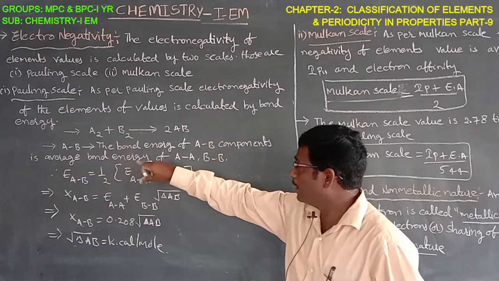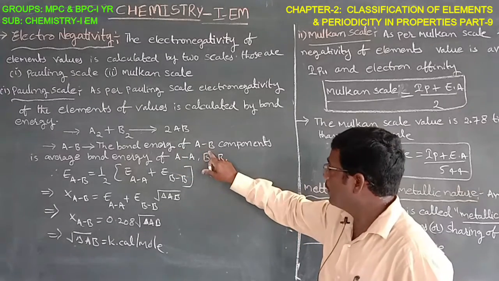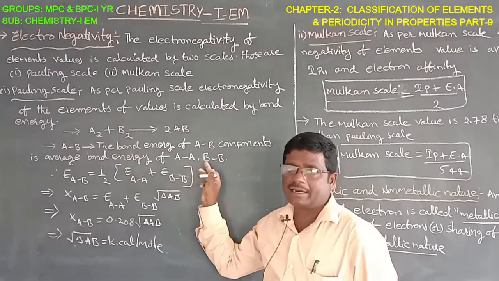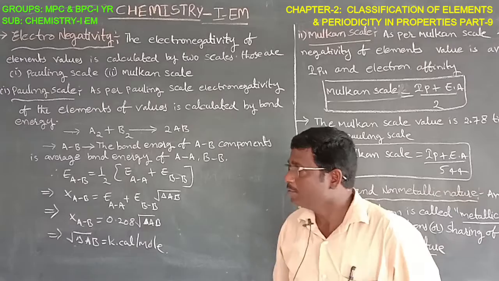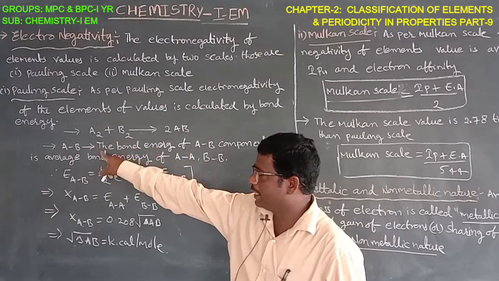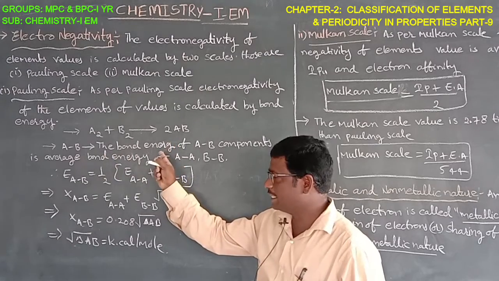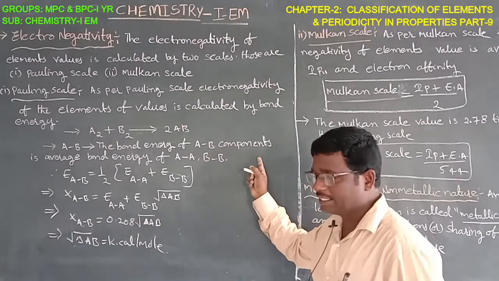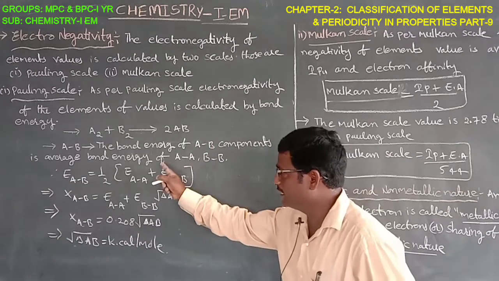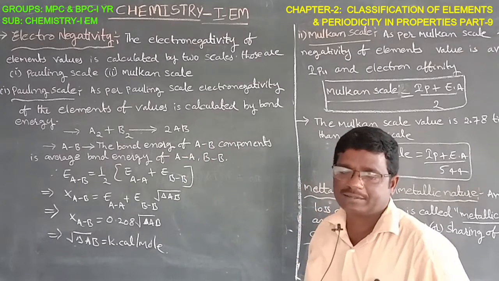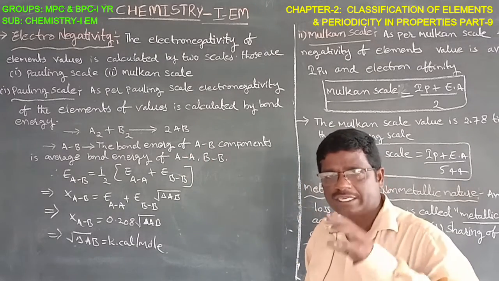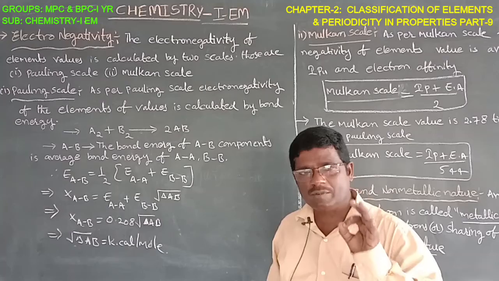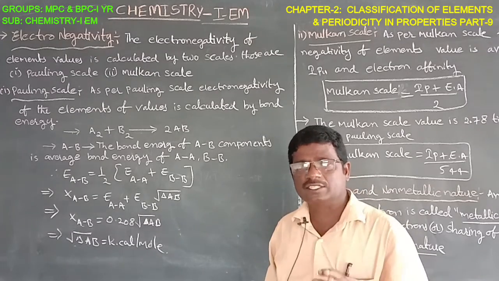The bond energy of the A-B bond is the average of the bond energies of the A-A and B-B bonds. As per the Pauling scale, the electronegativity values of the elements are calculated from the bond energy. For example, the A2 molecule reacts with the B2 molecule to give 2AB.